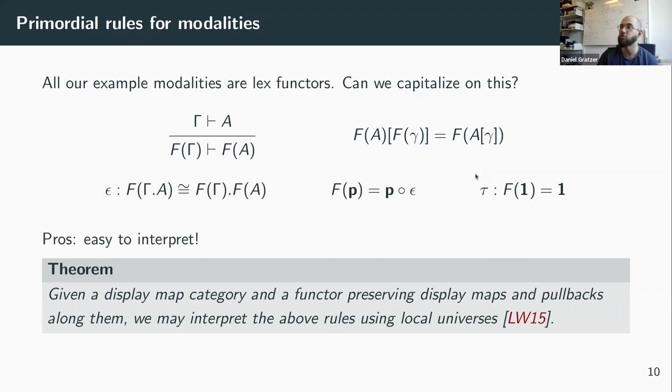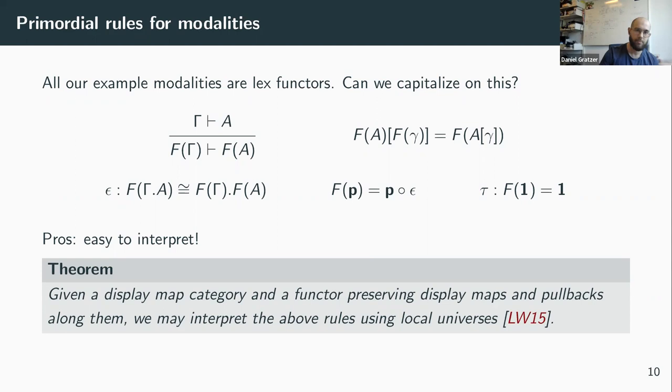So this is sort of a bare bones set of rules, but it has a major advantage. It's really easy to construct models of this. And I've given one particular machine for spitting out models of this, which is that if you have a display map category, so you have distinguished maps which represent type families, you have a functor which preserves display maps, sends types to types, and pullbacks along them, then you can interpret all the above rules. And sort of you want to preserve display maps so that you can interpret this rule, the functorial formation rule, and preserving context extension is equivalent to preserving pullback along display maps. So in the common case, everything is a display map and your functor is just lex. Oh, I have a missing condition. Of course, we also wanted to preserve the terminal object.